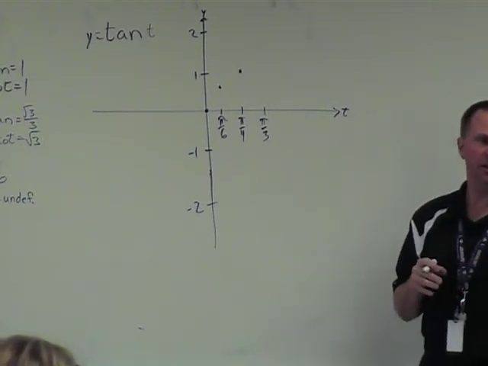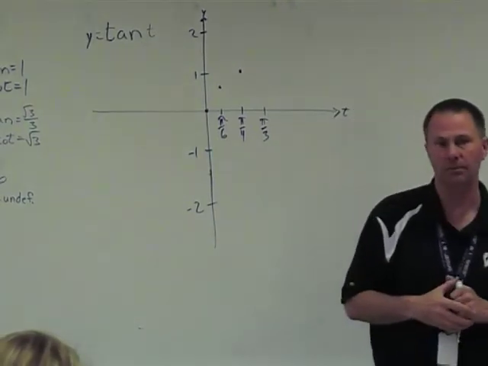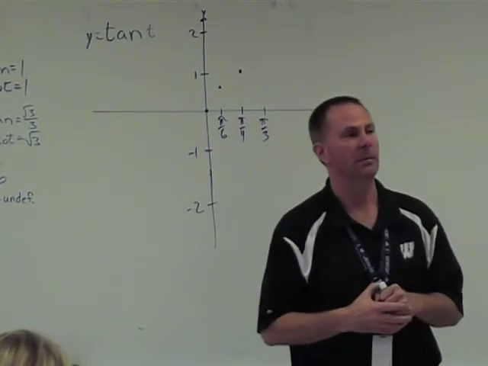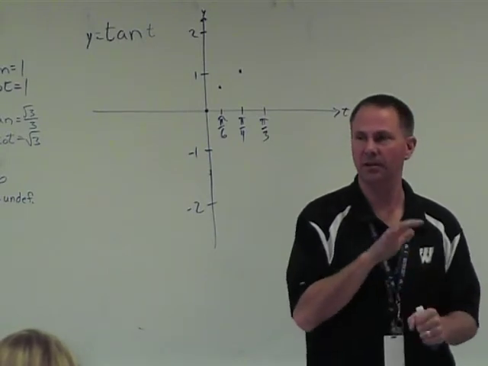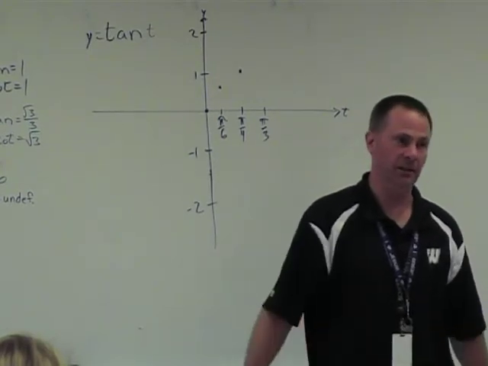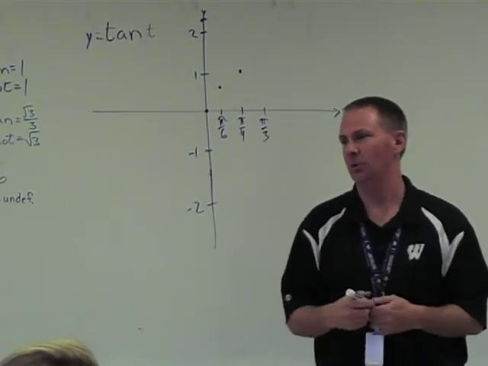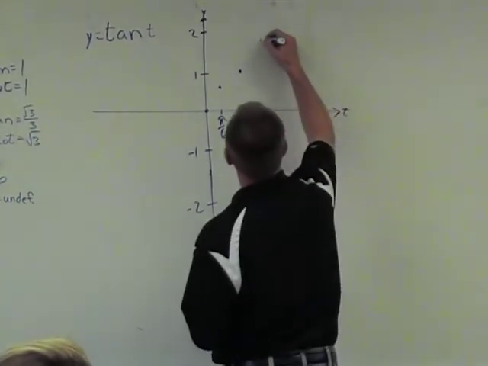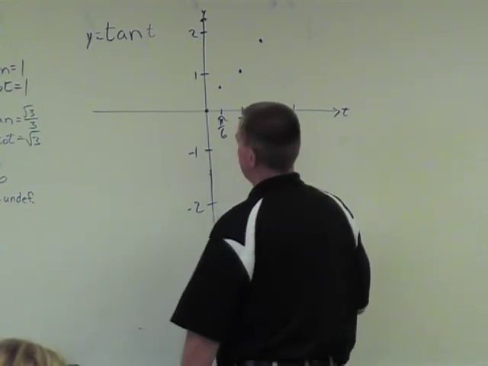Everybody tell me. So, Lexi, tell me what the square root of 3 is on a calculator. Since nobody wants to talk to me, I'll just call you out. There we go. You've got to have the calculator out to be able to tell me what the answers are. 1.7, excellent. Well, that leaves pi over 2, which is 90 degrees.